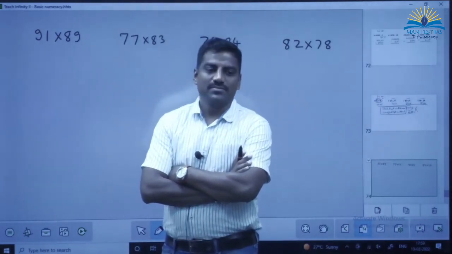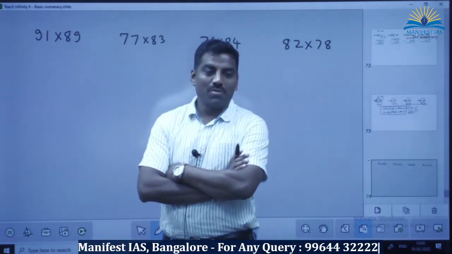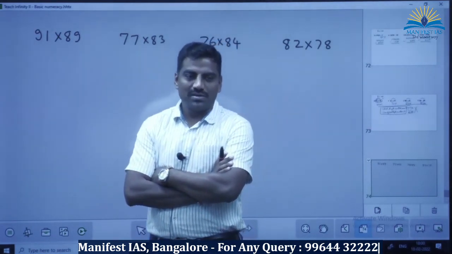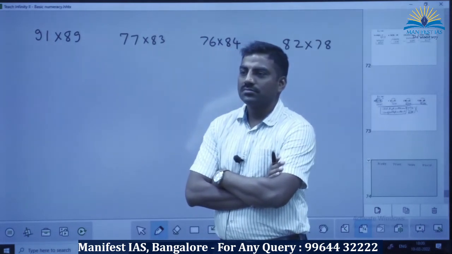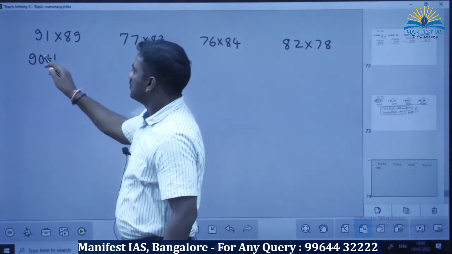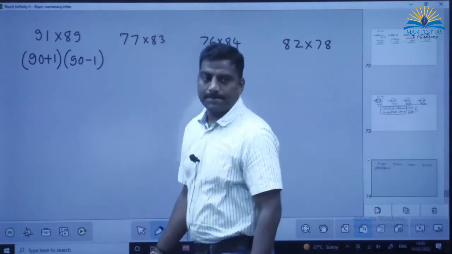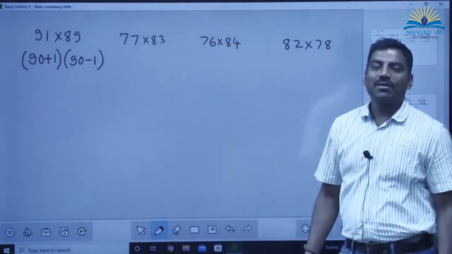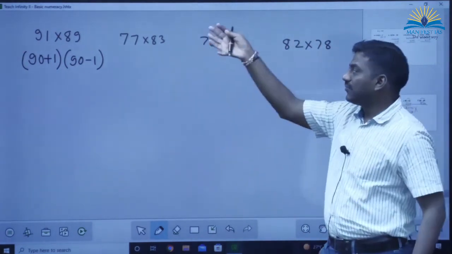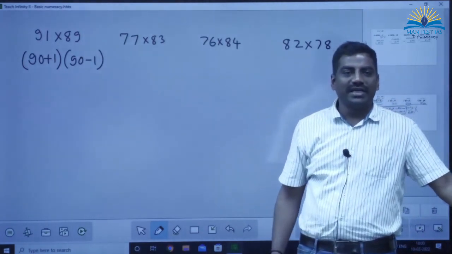Okay, fine. They can be expressed with one more number. One common number. Yes. Why am I writing this? I can write anything in terms of 90, right? Why am I writing here only? 90 plus 1 and 90 minus 1.